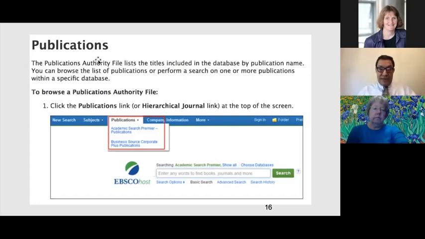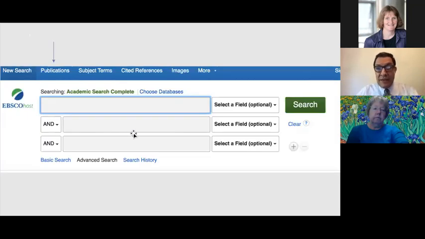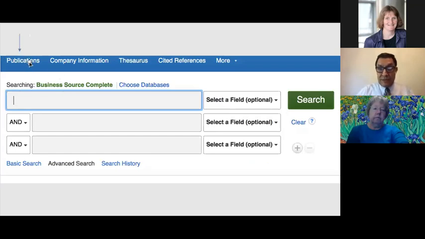This example from EBSCO databases shows you how you can get access to the publications authority file. That is all the journal titles included in the database. This could be very useful if you want to verify that a specific journal, maybe in another language, is in the database of your choice. So, with that in mind, let me give you a few examples. In order to do that in Academic Search Complete, you go to the database, and on the upper left side, you're going to see publications here. You see the arrow? If you click here, you will have access to the list of publications. The same in Business Search Complete. If you want to scan for foreign journal titles, this could be a very good way to start.